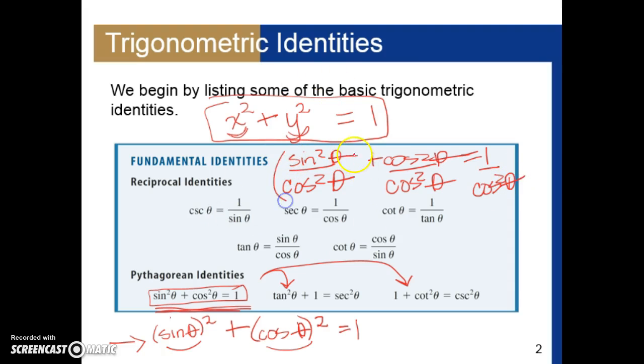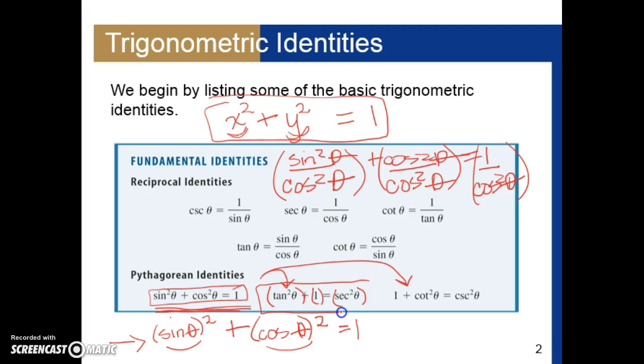Now, we know that sine over cosine, which also means sine squared over cosine squared, equals tangent squared. So that's where this term comes from. Cosine squared divided by itself is 1. That's where we get this term. And 1 over cosine squared is going to be secant squared. Excuse me. So this doesn't come out of the blue either.